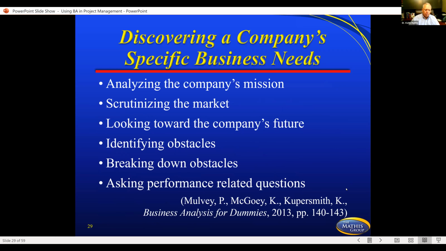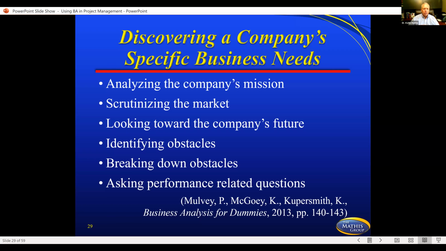Also, discovering a company's specific business needs, you'll get this from analyzing a lot of things about that company. For example, analyzing the company's mission, scrutinizing their market, looking toward the company's future. What are they going to do in the future? Identifying obstacles that they see and that you might see from outside of that organization or group, breaking down the obstacles, and then asking performance-related questions.